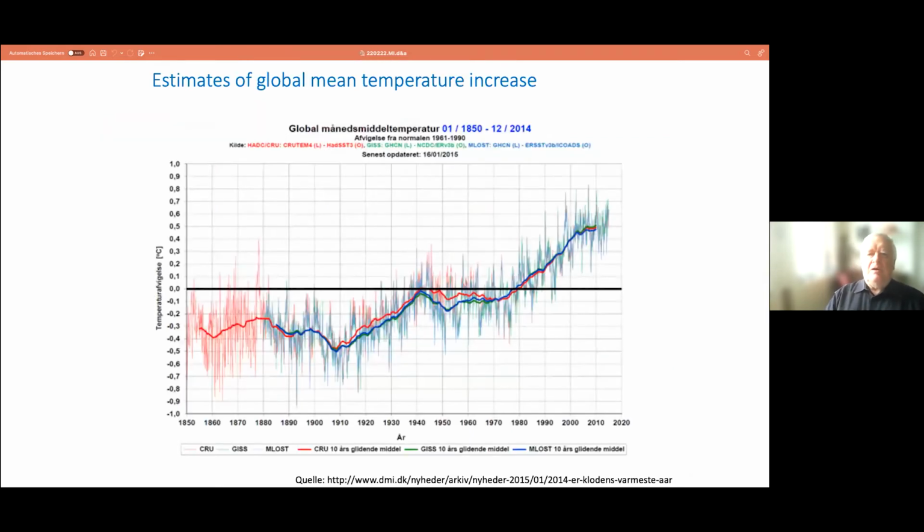Here we have the global mean temperature, and we have different sources here, a red curve, a green curve, and a blue one, and they're from different sources, and so they all describe the development of the global mean temperature. And we see that these curves essentially tell the same story, even though there are some differences, say in the 1950s, but essentially this means there's something real.